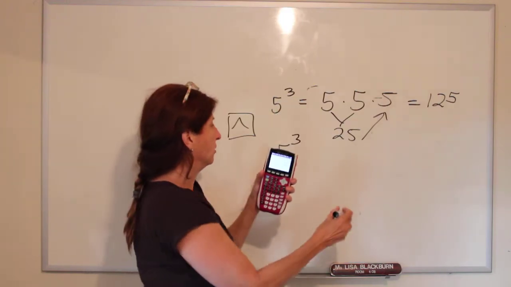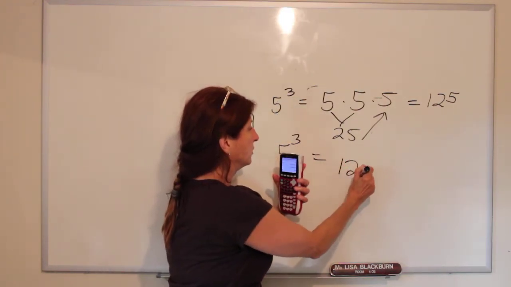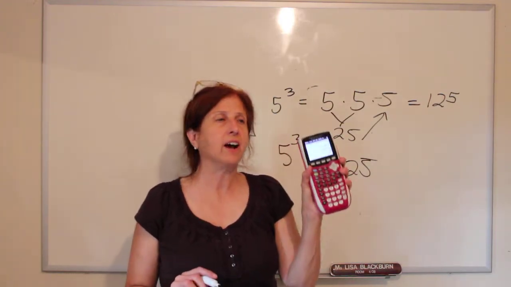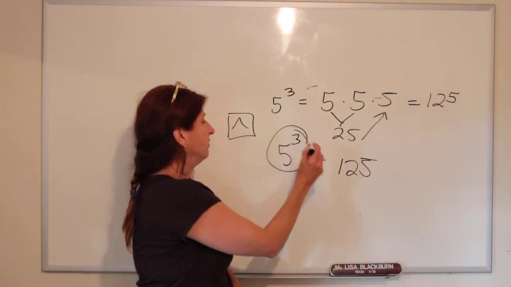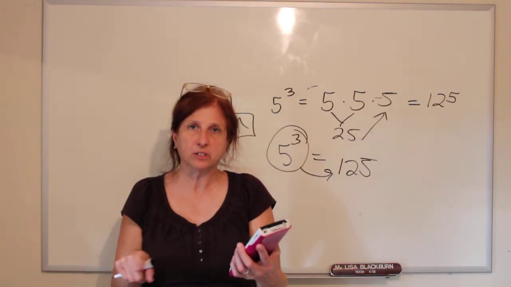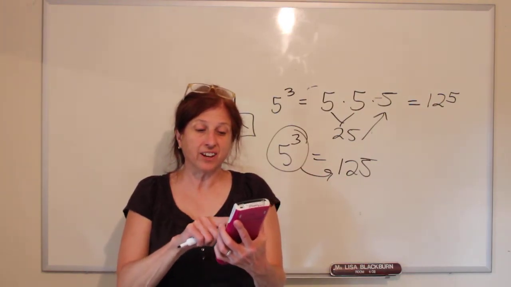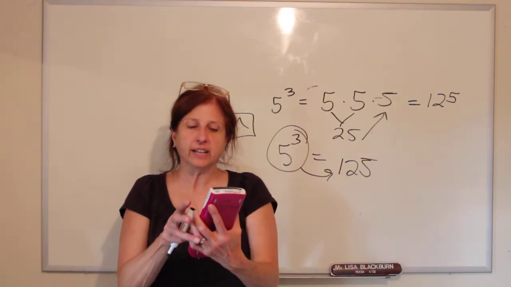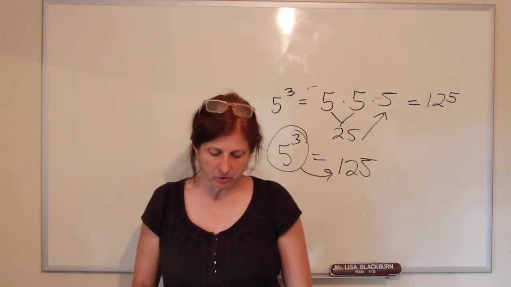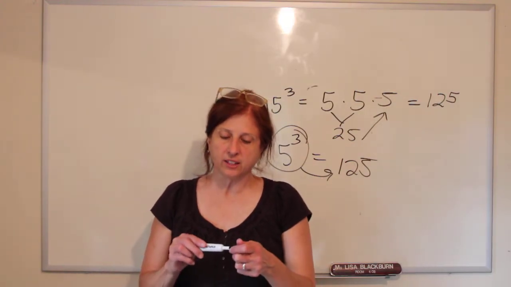Then you hit enter, and it should say 125. So I want everybody to figure out on your calculator how to do 5 to the 3rd power and get 125. I want you to pause it and come back once you've done that. And if your calculator can't do it, you need to get a different calculator, because for this class, you're going to need to be able to do exponents more than just squared.